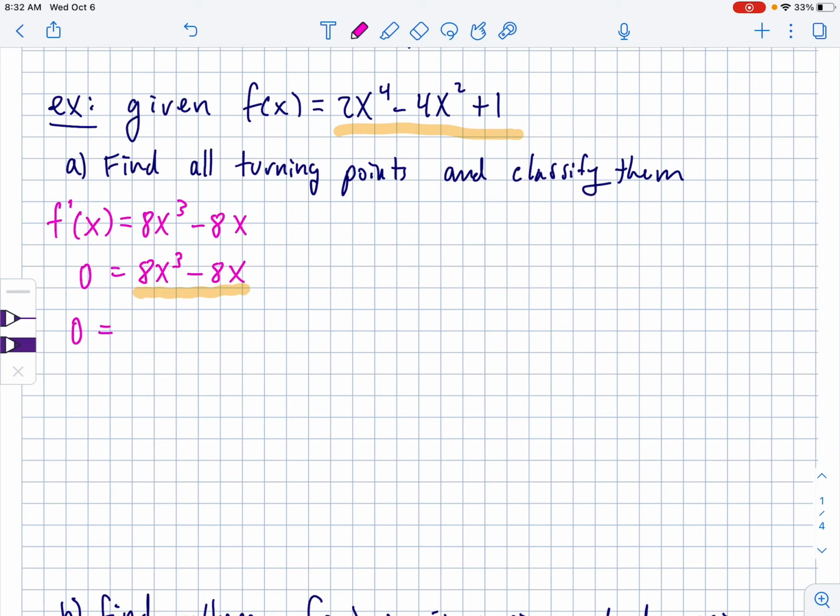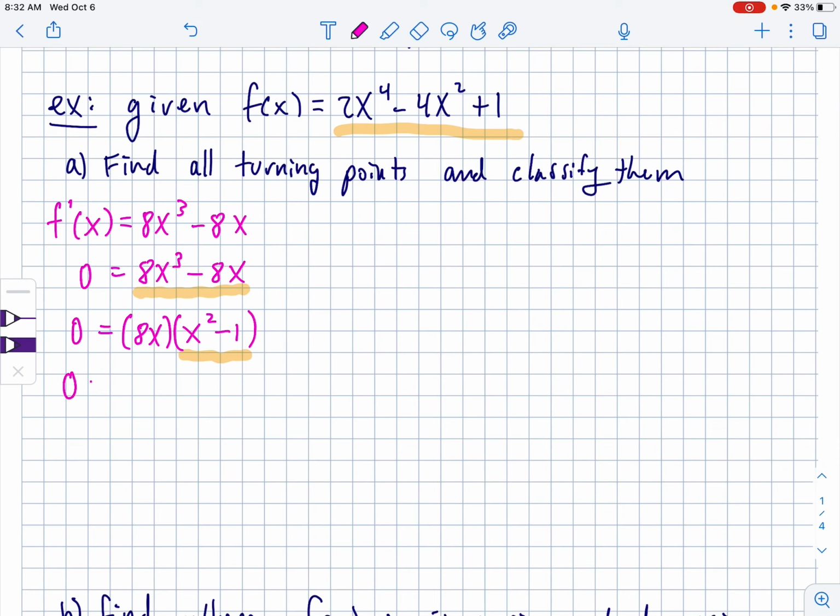Now the right-hand side is factorable. They both have an 8x in common. So rather than divide both sides by 8x, which actually eliminates one of your solutions, we're just going to factor that 8x out to the front, and then we get x squared minus 1 left over. X squared minus 1 should set off an alarm bell that is also factorable.